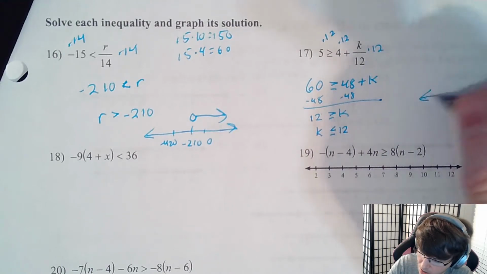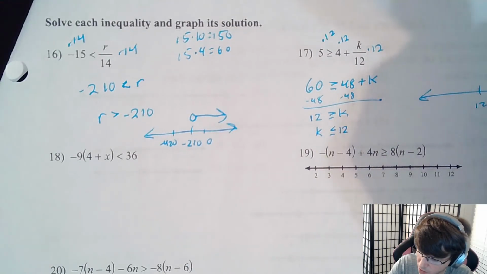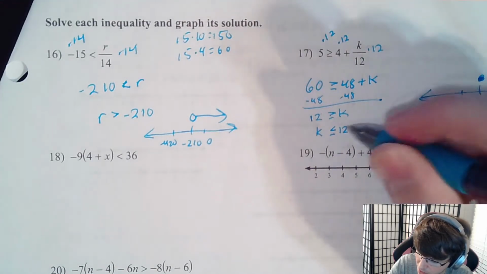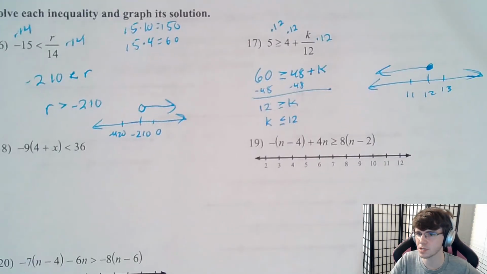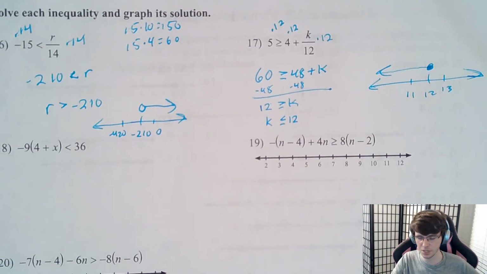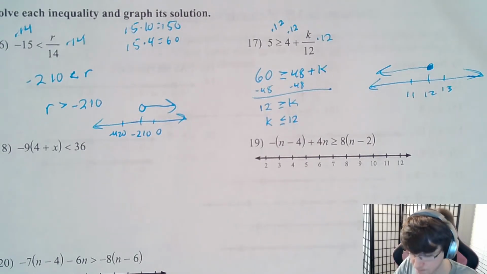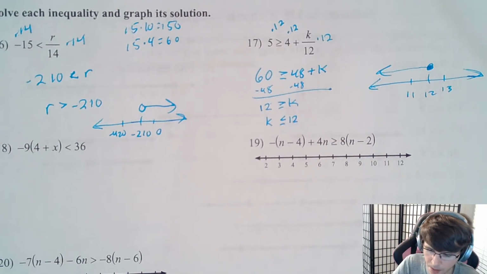And drop our number line. We have 12 there. Above 12 is 13. Below 12 is 11. Filled in circle. And this time it's less than, pointing off to the left. Oops, you couldn't even see the rest of my line. It was off the screen. Boom, boom, boom. All right, number 18.